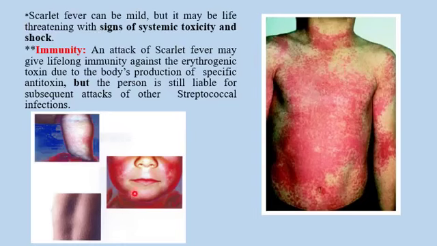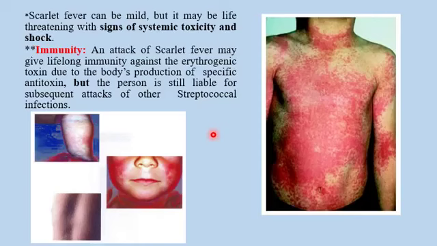This picture shows the circumoral pallor around the mouth and the nose, white and pale in color, and the rest of the face is red in color. Immunity: an attack of scarlet fever may give lifelong immunity against this erythrogenic toxin. That means the body produces specific antitoxins against this toxin. So the person who suffers from scarlet fever once doesn't suffer again from scarlet fever.